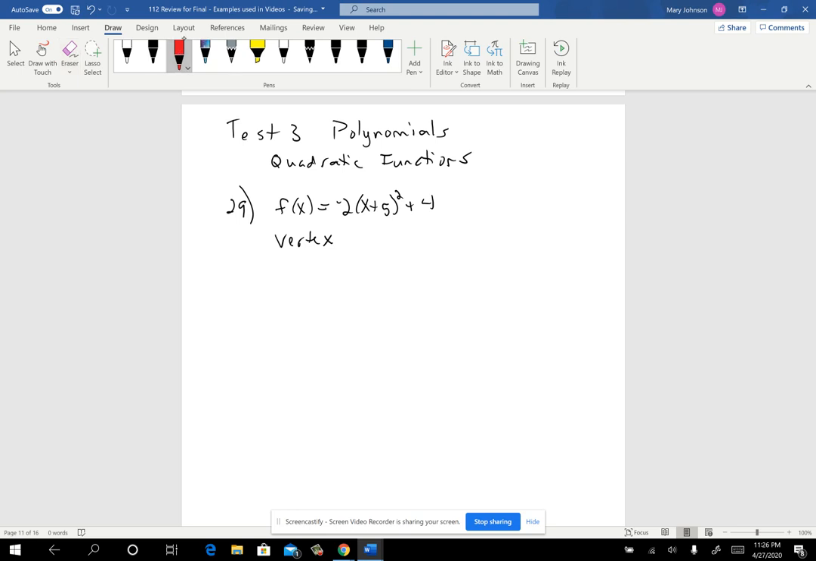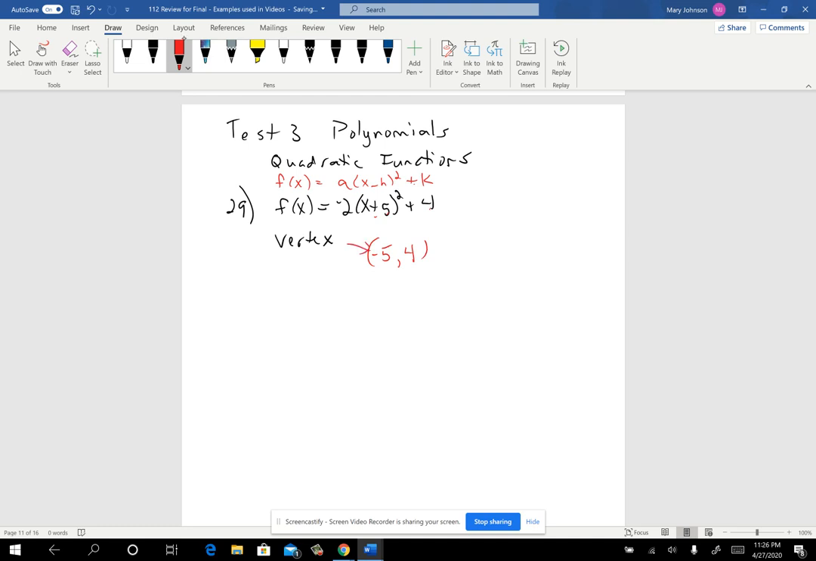And it's in the HK form, which looks like this. If I was trying to find the vertex of a quadratic function in this form, then I need the opposite of 5, but then I need whatever k is. So that's it. The vertex is negative 5, 4.